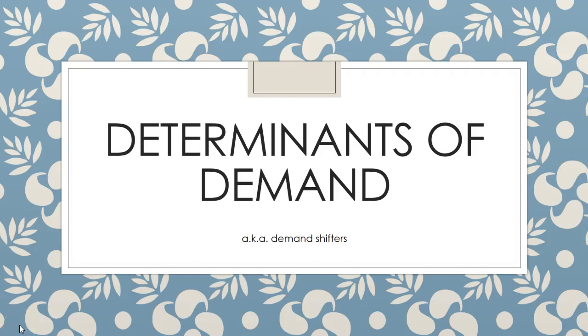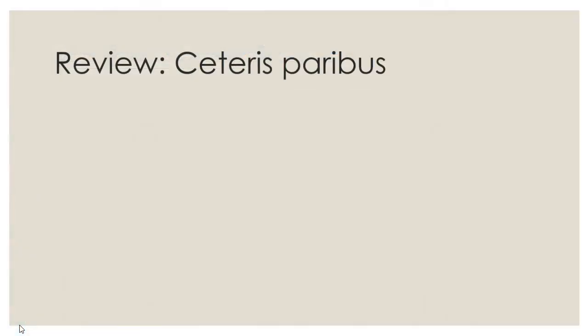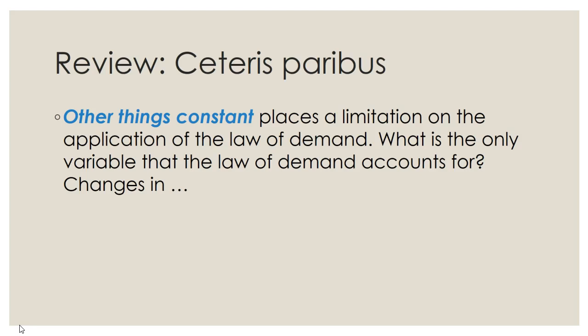Okay, today we're going to be talking about determinants of demand. In other words, things that will cause the whole demand curve to shift to the left or to the right. So just a review, ceteris paribus, other things constant, places a limitation on the application of the law of demand. It was the only variable that the law of demand accounts for. It accounts for changes in what? Try and remember yesterday.